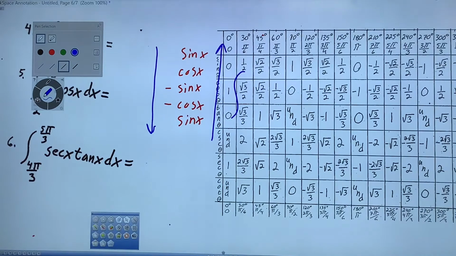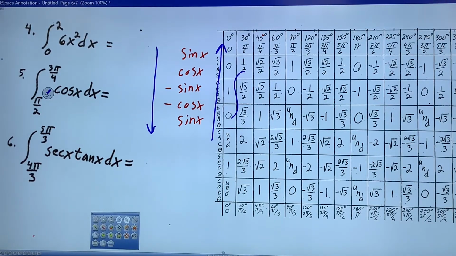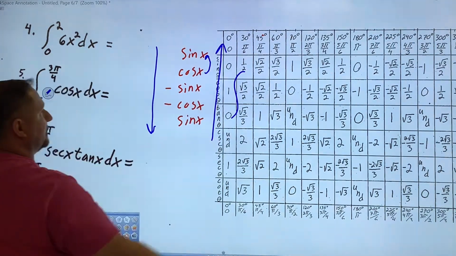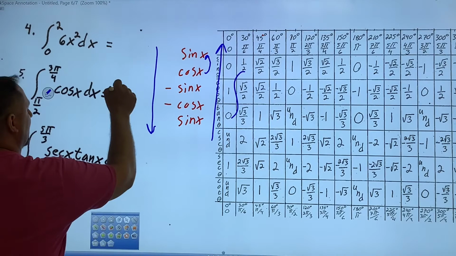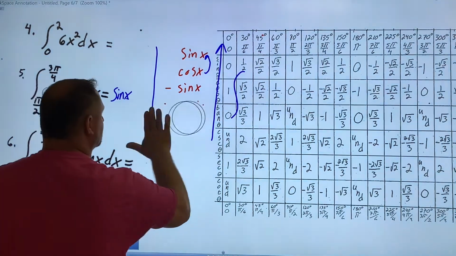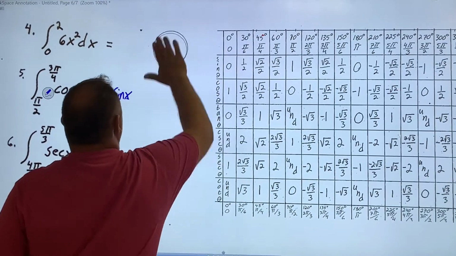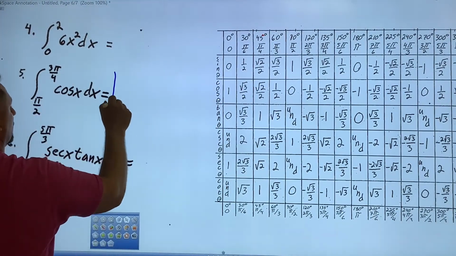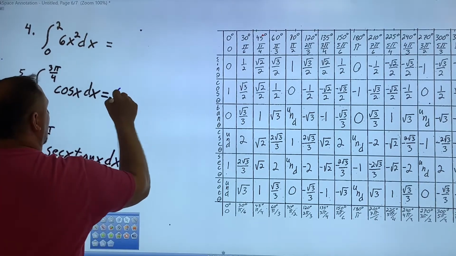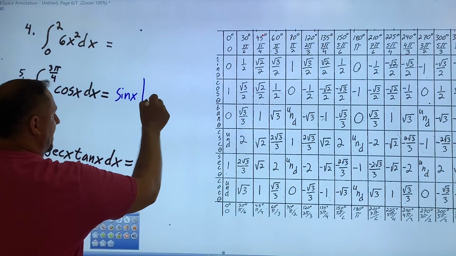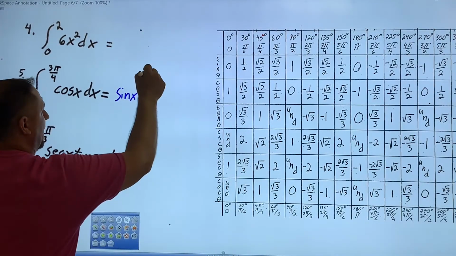So if I come over here, it asks me what the antiderivative of cosine x is. So the antiderivative of cosine x, I go up 1, and that's going to give me sine x. So I'm going to write down sine x over here because that's the antiderivative of cosine x. Now we have to evaluate this, oops, I erased the sine x. That's sine x. Now we have to evaluate this from x equals pi over 2 all the way up to 3 pi over 4.